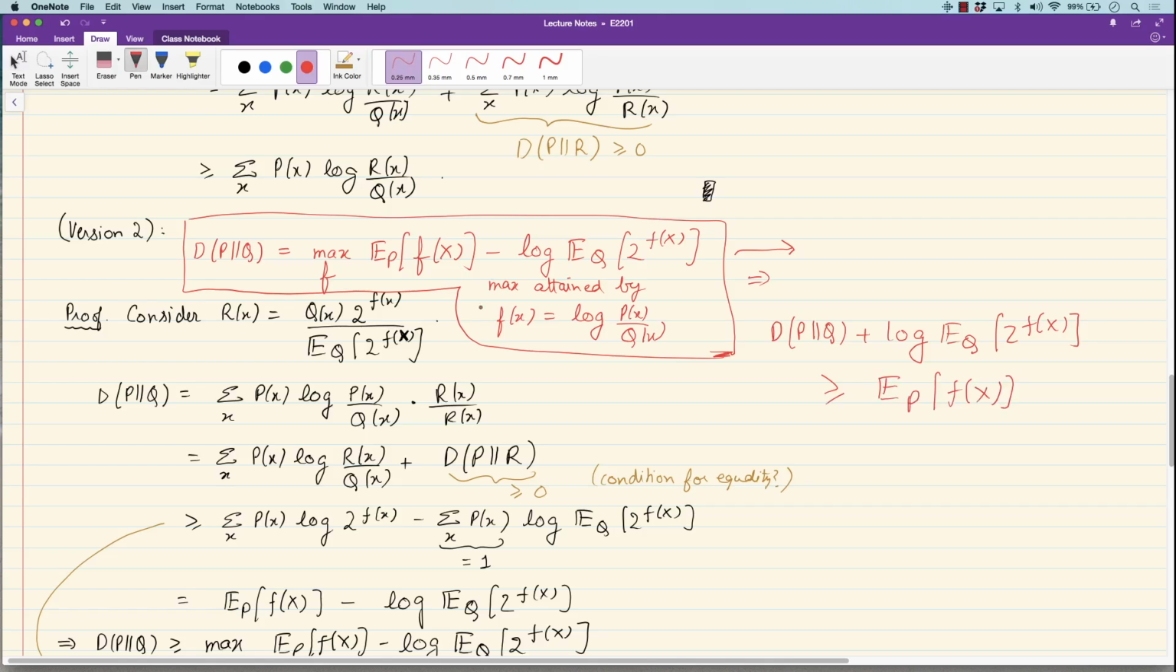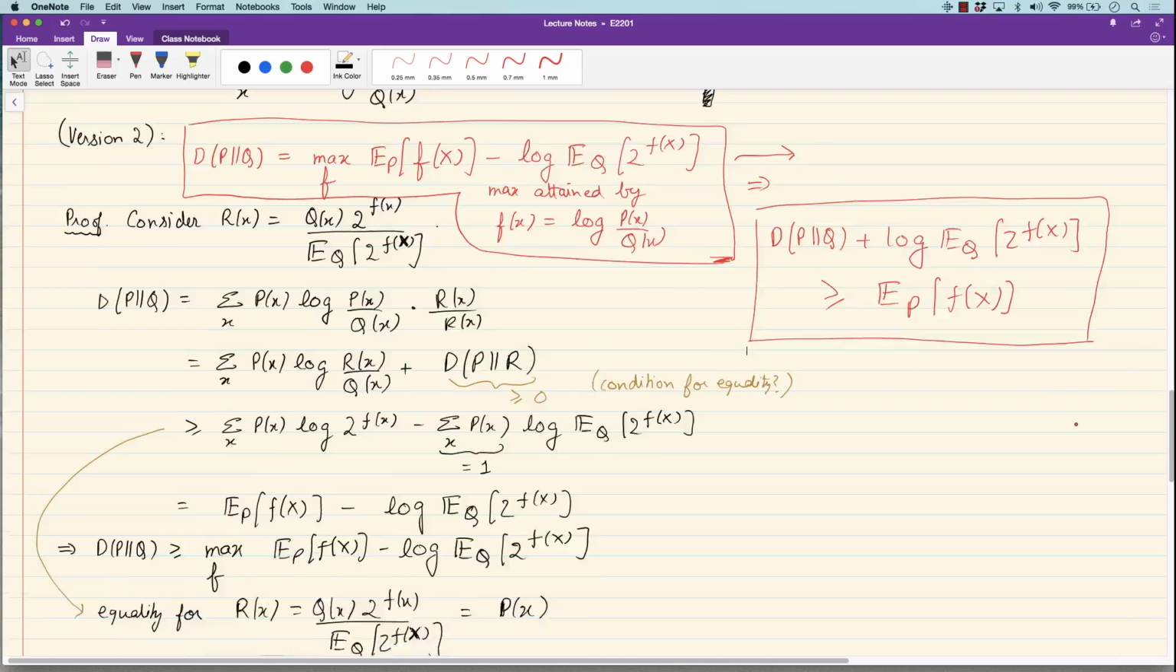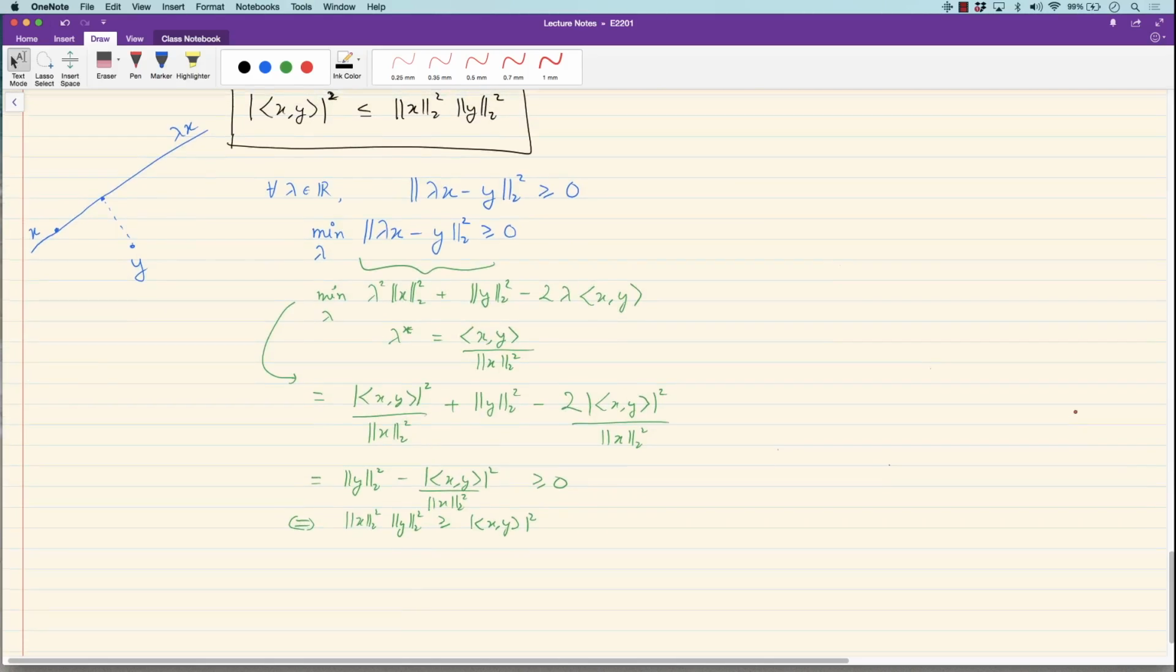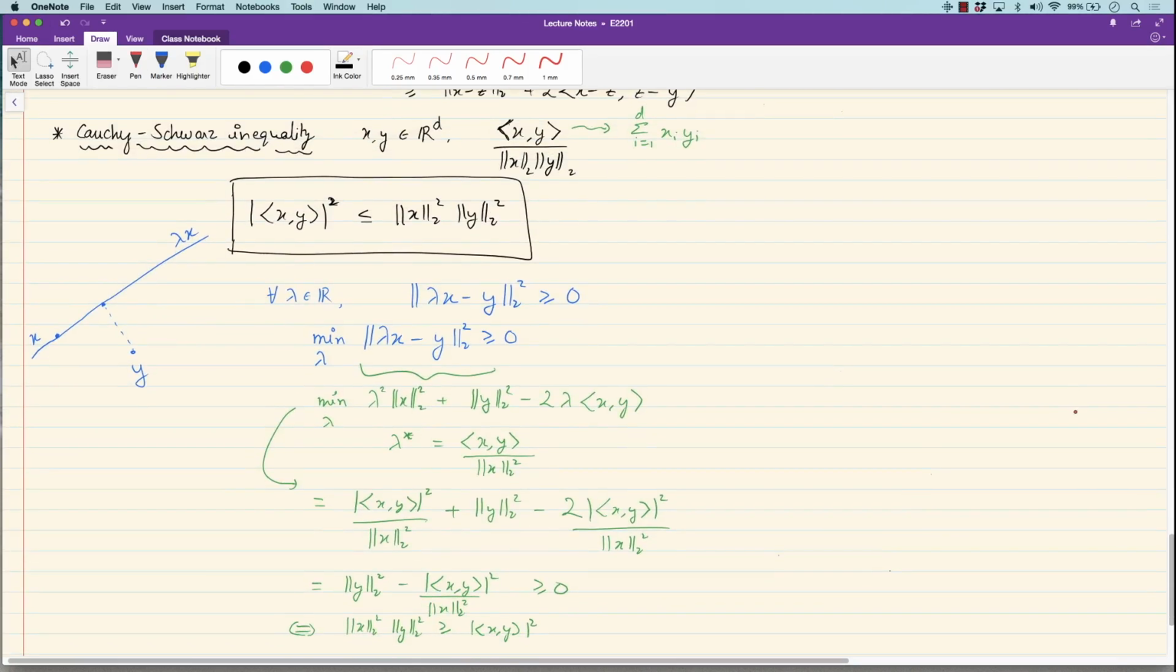This is an implication of this inequality here. In fact, I would like to argue that this is the Cauchy-Schwarz inequality. This is actually exactly the Cauchy-Schwarz inequality of the information geometry world. So how do we see that? Okay, so let's try to see that. Let's quickly try to mimic the proof of the Cauchy-Schwarz inequality.